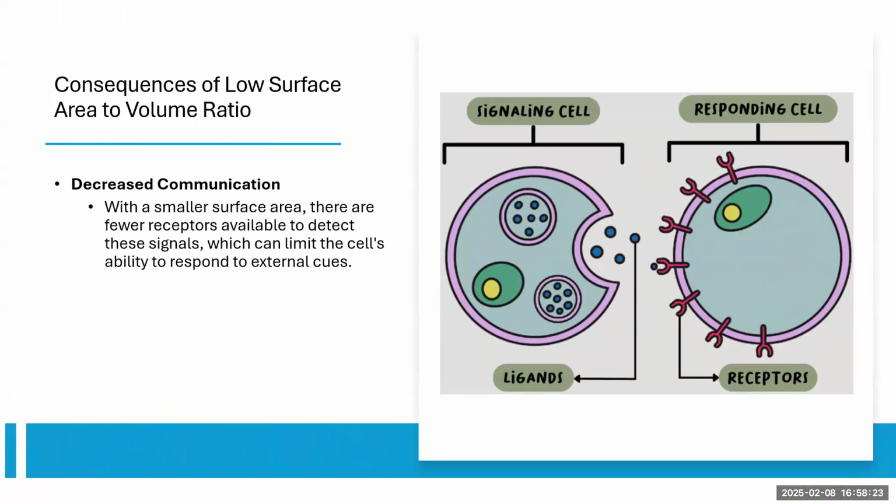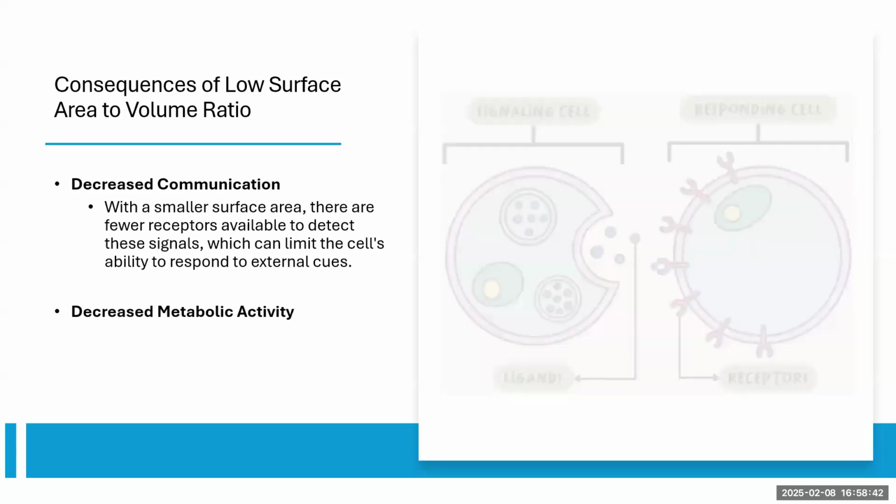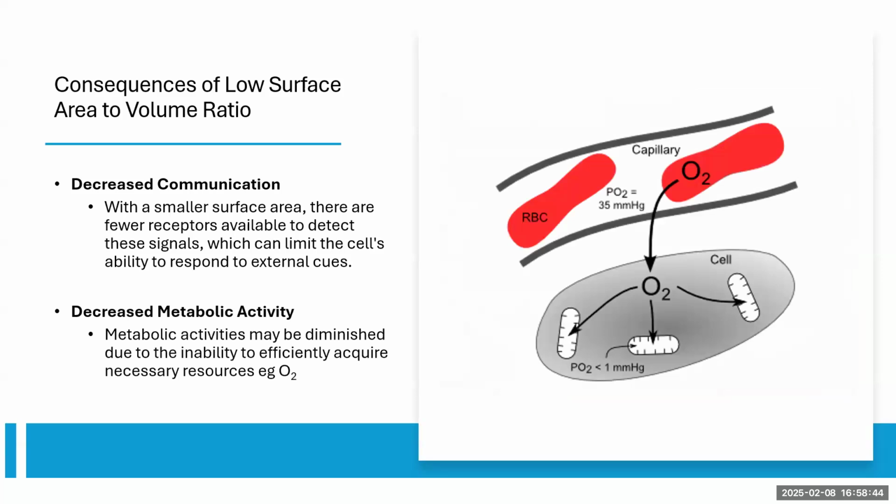So with a smaller surface area as cells get larger, there are fewer receptors available to detect signals, which can limit a cell's ability to respond. This can hinder the cell's ability to change or adapt, and this can make them less resilient. Also, you can have decreased metabolic activity.